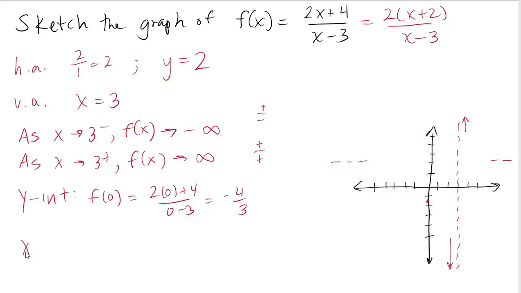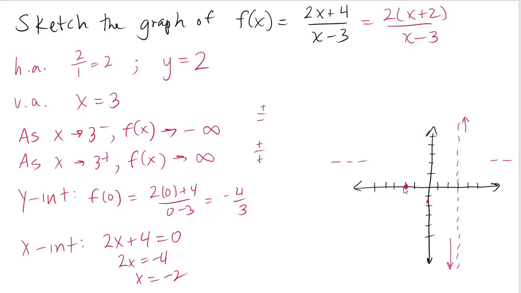Then I would find the x-intercept if it's easy. To find the x-intercept, you take the reduced version of the function and set its numerator equal to 0. Now this function didn't reduce at all, so it doesn't matter whether we set 2 times x plus 4 equal to 0 or 2 times the quantity x plus 2 equal to 0. It's the same thing. I'll take the original numerator. 2x plus 4 equals 0. Subtract 4 from both sides, I get 2x equals negative 4. Divide both sides by 2, I get x equals negative 2. And that's a point at negative 2, 0.